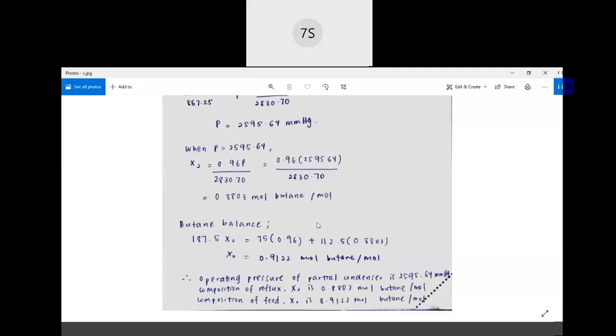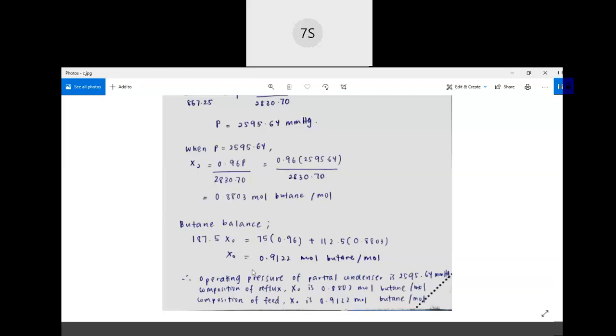Then when we need to find the initial molar composition for the vapor feed, we do a butane balance. This one is from the input, and this one is from the output. So from there we got this one. The initial molar composition is 0.9122 mole butane per mole.